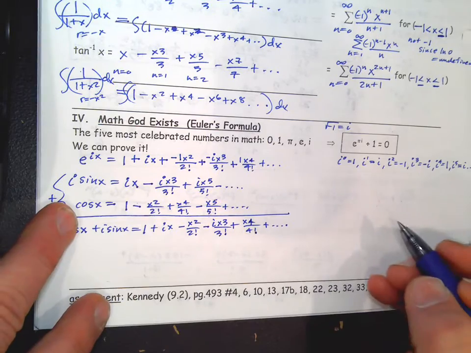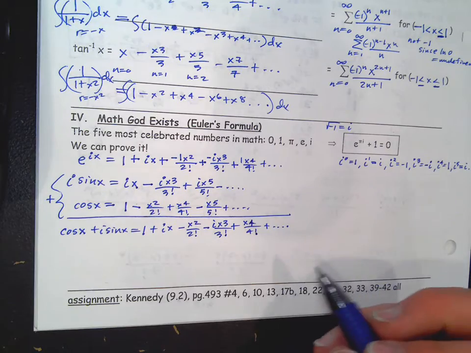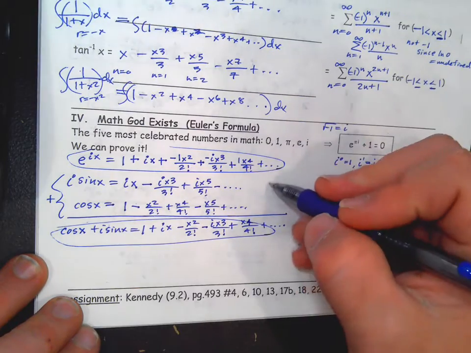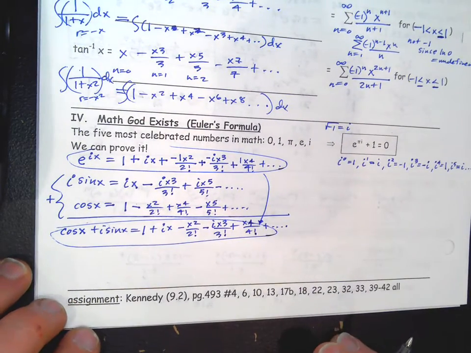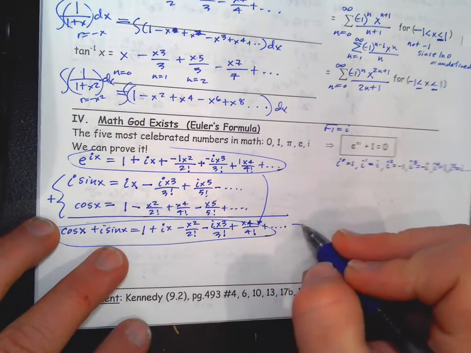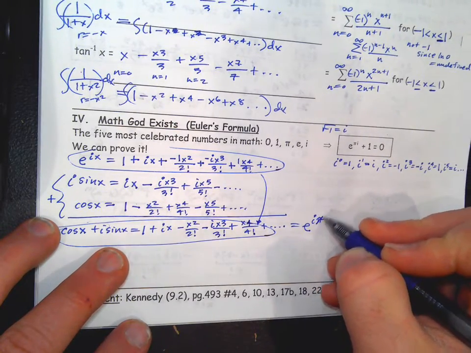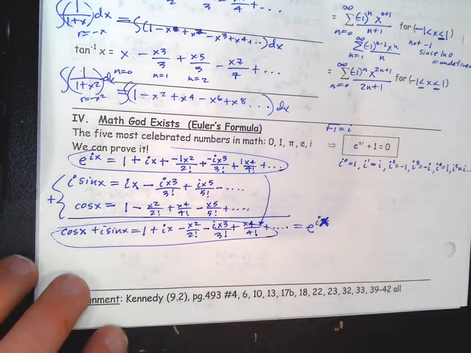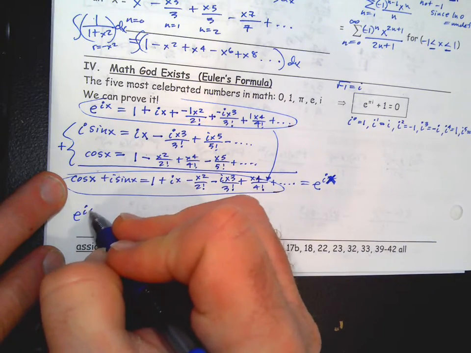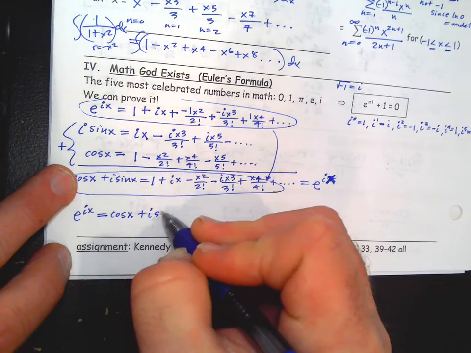Now, what I want you to realize is if you look at this result and you look at this result, they're the same thing. Cosine x plus I sine x is the same thing as e to the ix. So that just equals e to the ix. So e to the ix equals cosine x plus I sine x, right? That's what we just proved.